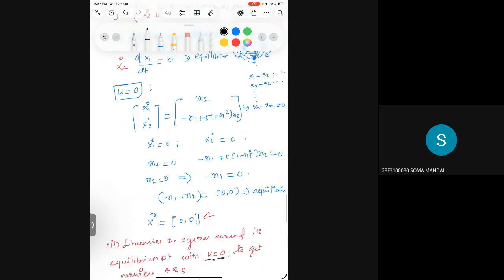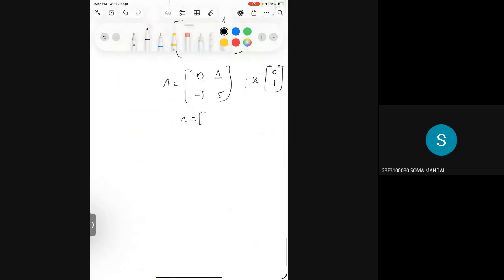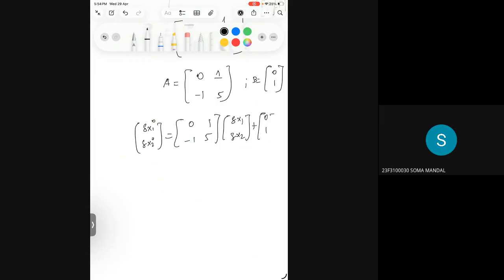I think it's not given in the question. Okay, fine. So this is the linearized version of it. I can write it as del x1 dot, del x2 dot equal to the linearized matrix 0, 1, -1, 5 times del x1, del x2, plus 0, 1 into u. So this is the linearized model of your system.